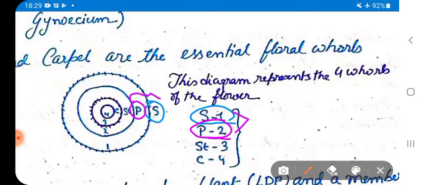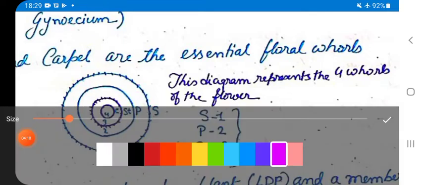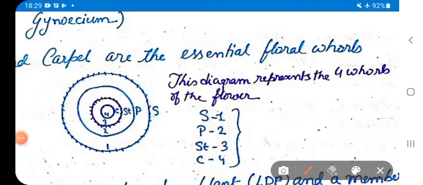Whereas the rest of the two parts found on the top, the stamens and the carpel, are the main reproductive parts of the flower. The stamen, written as ST here, is the male reproductive organ of the flower, and it is also known as the androecium. Stamen consists of anther and filament.